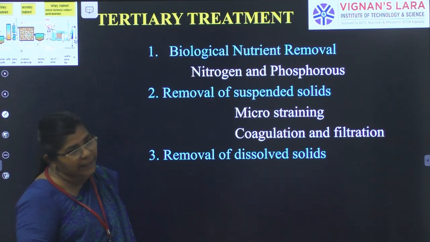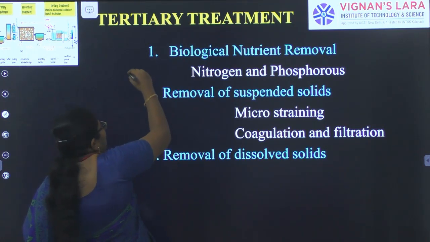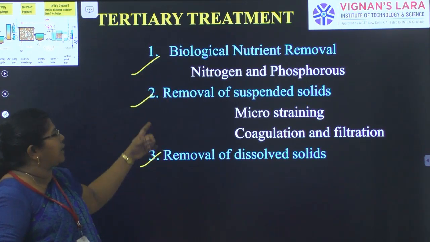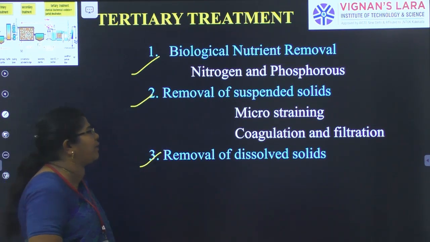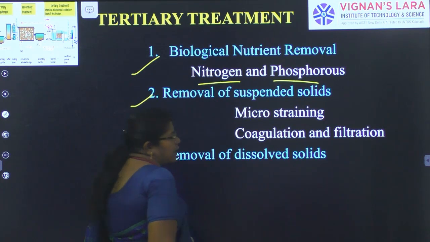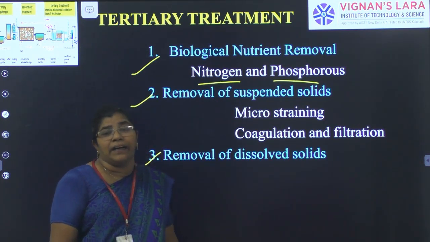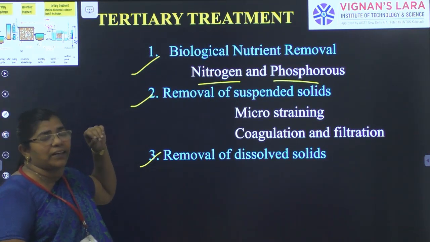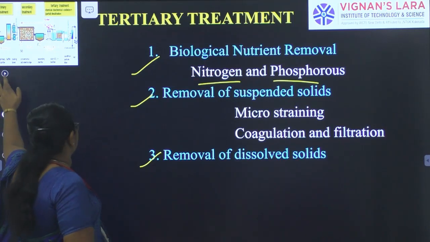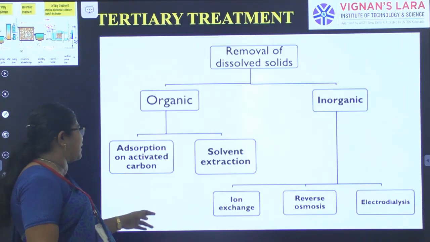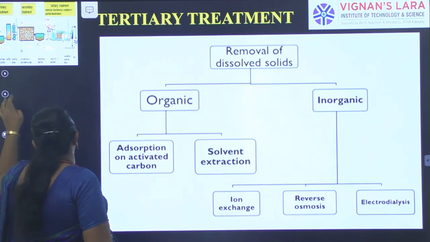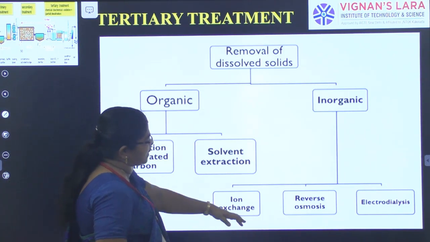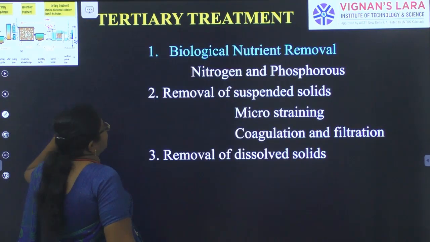This tertiary treatment is divided into three: biological nutrient removal, removal of suspended solids, and removal of dissolved solids. In biological nutrient removal, we have two methods: nitrogen and phosphorus. These are the main pollutants found in effluent from most universities and industries, particularly the fertilizer industries. Removal of dissolved solids is again divided into types: adsorption, solvent extraction, ion exchange, reverse osmosis and electrodialysis.